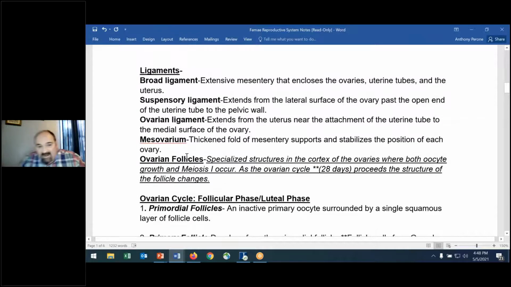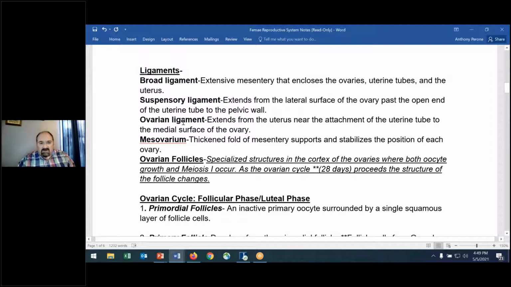There are many ligaments, and I did not really go over the ligaments in the lab, but I'm just showing you here that these ligaments are what really help to maintain the positioning of the reproductive organs within the female. Okay, so you'll have here the broad ligament, the suspensory ligament, the ovarian ligament.